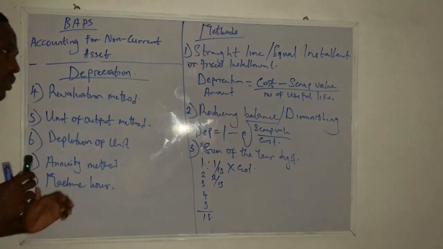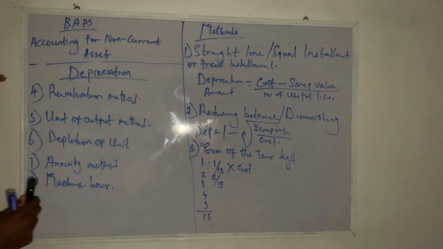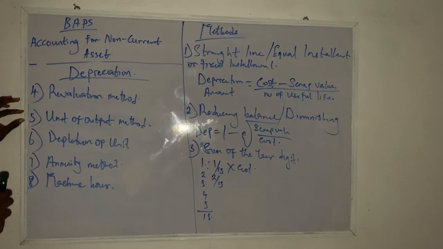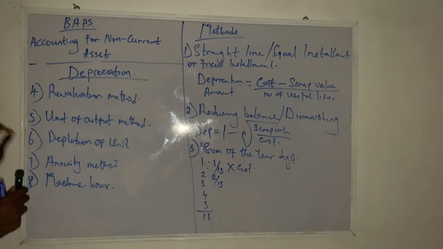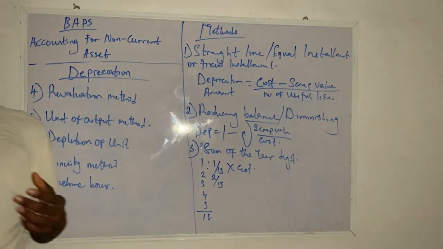If you have any question, you can ask. Now, I want to give you an assignment. You go and make your research on unit of output, depletion of unit, annuity and machine hour. Then you give me your answer in the comment section and I'll attend to it.